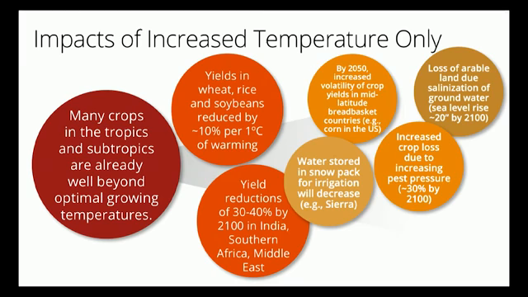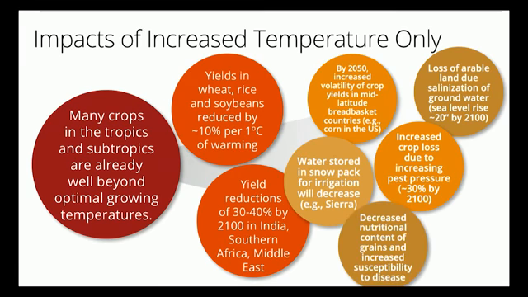Increased crop loss due to increasing pest pressure. We just talked about that one. Decreased nutritional content of grains. When you grow grains under higher temperature, the protein content of the grain goes down. I'm not going to try to explain that. Next week, Russ Munson is going to do a phenomenal job on this, and I'm going to leave it to Russ to explain that.